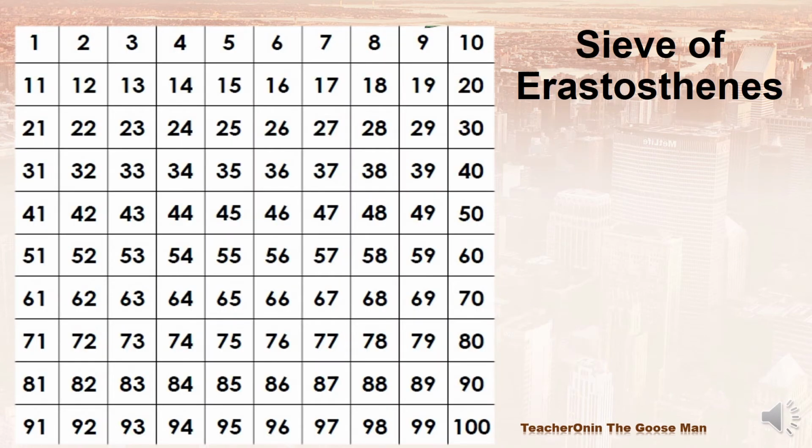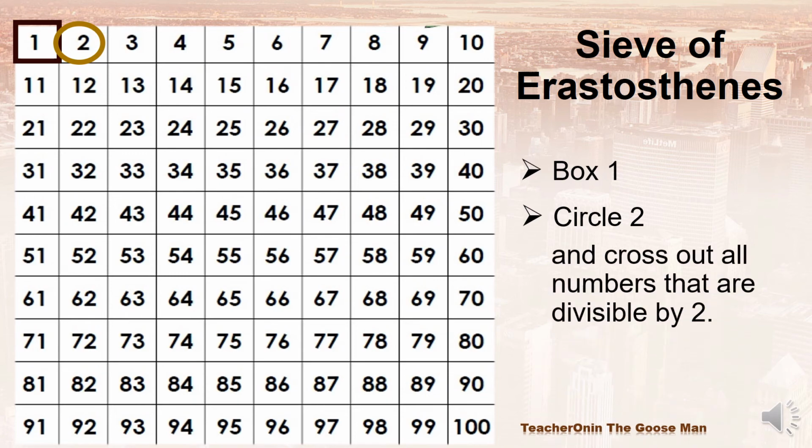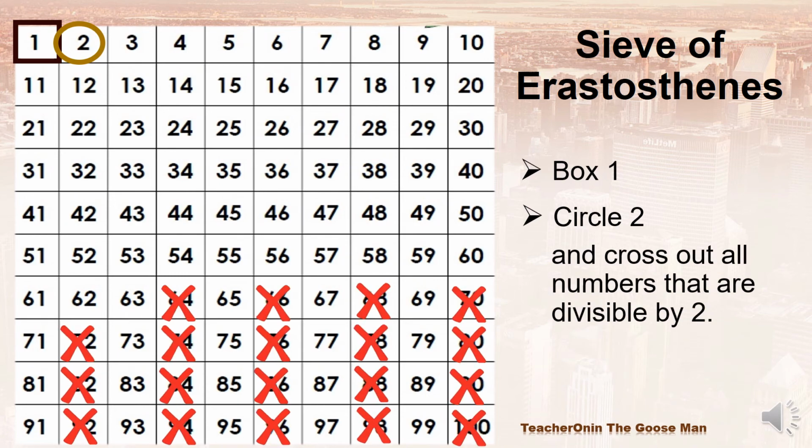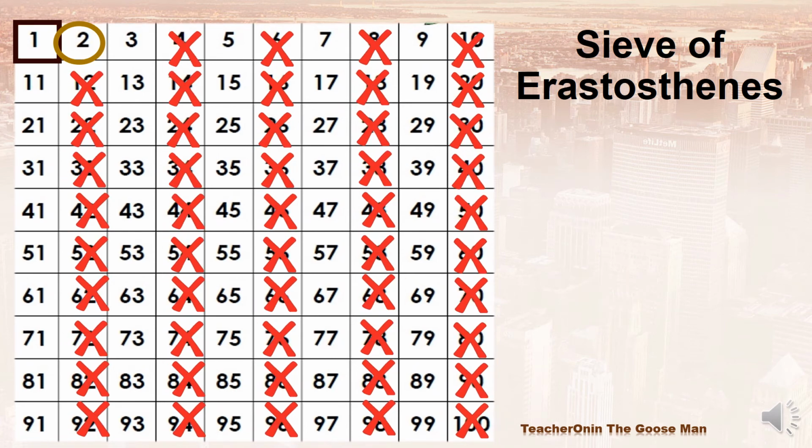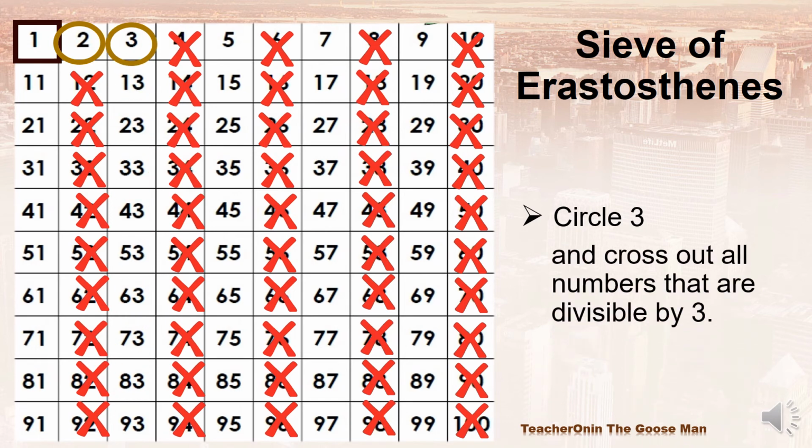Another way of finding prime and composite numbers is through the Sieve of Eratosthenes, which was developed by the Greek mathematician named Eratosthenes. So let's have here box 1. Then after that, we will circle 2. Then cross out all numbers that are divisible by 2. Next is circle 3 and cross out all numbers that are divisible by 3.